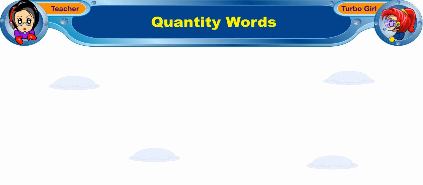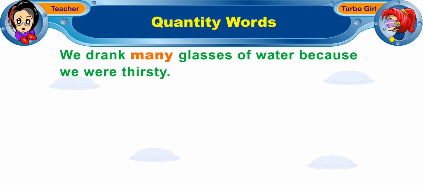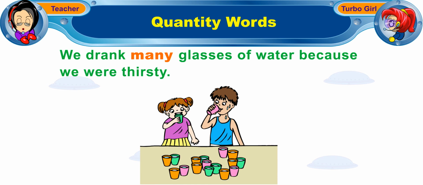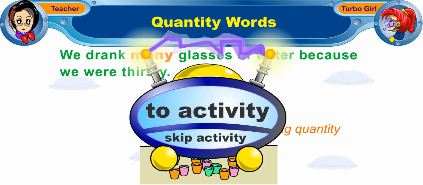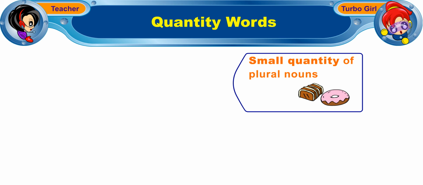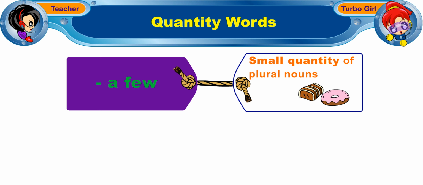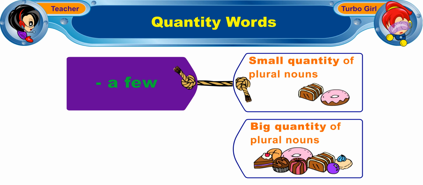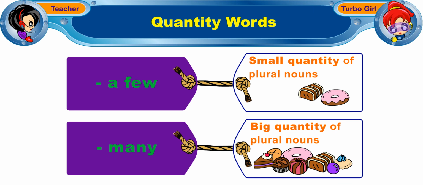Look at the next example. We drank many glasses of water because we were thirsty. We use the quantity word many in this sentence because we are referring to a big quantity. I see. So, when we want to talk about a small quantity of plural nouns, we can use a few. And when we are talking about a big quantity of plural nouns, we can use many.